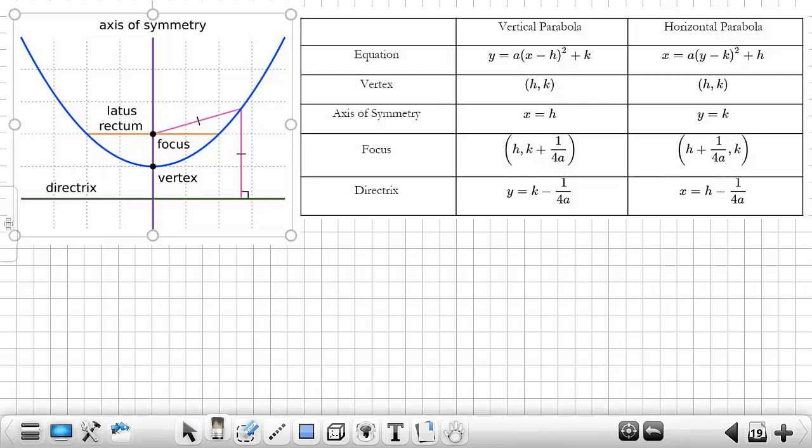What was the first observation? Somebody raise their hand and tell me. What was the first observation? Holly? The vertex is in the middle. Which means, what can we say about these two distances, Holly? They are equal. I want you to think about that.